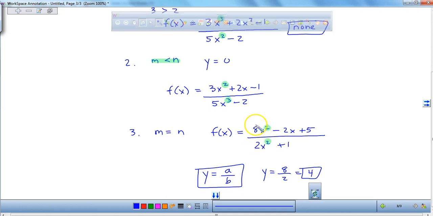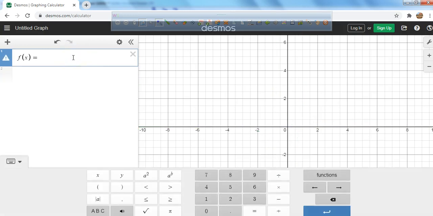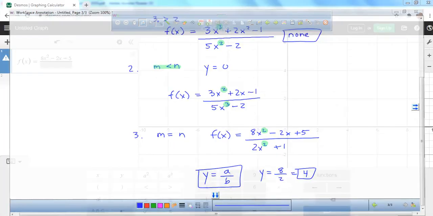Let's check it out. Ready? Do one more. So we have divided by, and we have 8x to the power of 2. I put what? Minus 2x plus 5? Just randomly minus 2x plus 5. And then right here we have 2x squared plus 1.